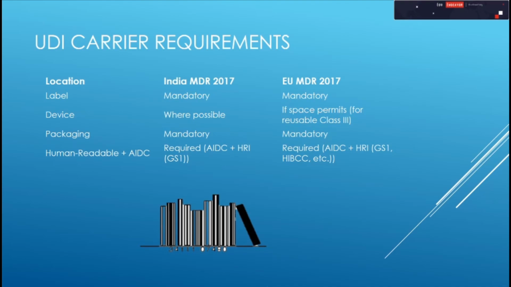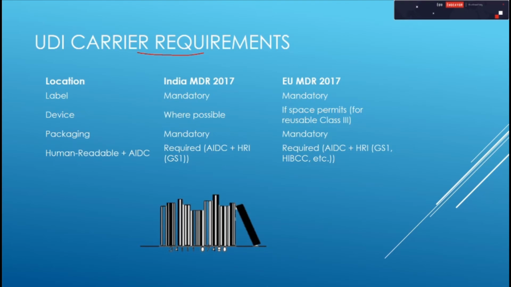UDI carrier requirements. The UDI carrier is a physical representation of the UDI on the device, its labels or its packaging. There are several accepted carrier formats, such as linear barcode, for example Code 128 placed on the device, 2D barcode, for example GS1 DataMatrix, and RFID, which is used in the case of reusable and implantable devices.